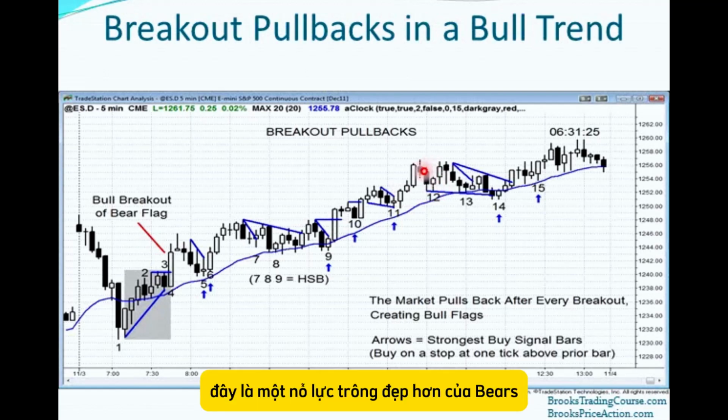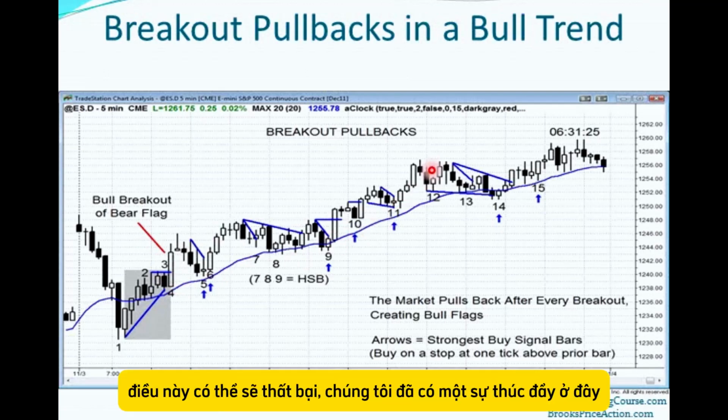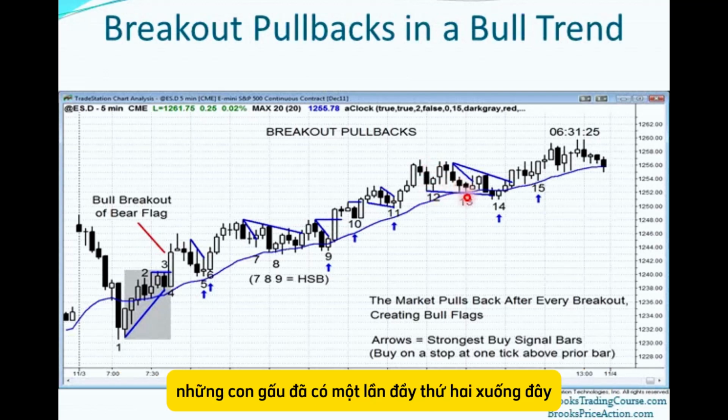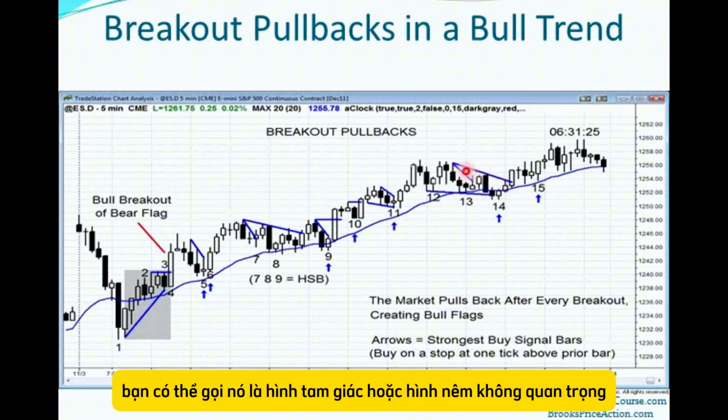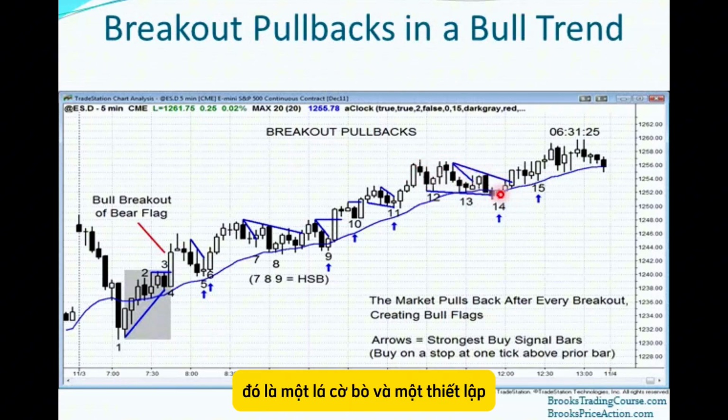Here's a better looking attempt by the bears to create a reversal, but the channel up is still very tight. Not much prior bear strength. This will probably fail. We had a push down here. The bears had a second push down here and a third push down here. You can call it a triangle or a wedge, doesn't matter. It's a bull flag and a buy setup, especially when you have a bull signal bar here at the moving average.